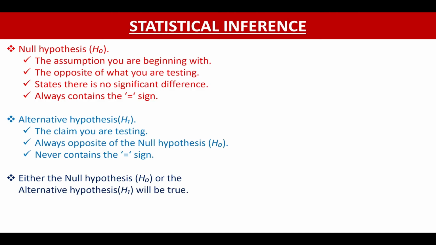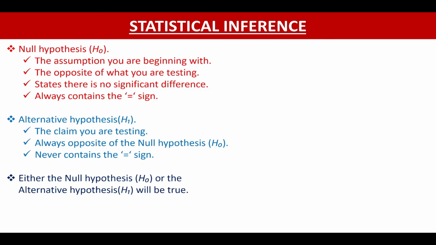And alternative hypothesis will be opposite of all this. It will be the claim that you are actually testing. It will always be opposite of the null hypothesis and it will never contain the equal to sign. Also remember that either the null hypothesis or the alternative hypothesis will be true. Both of them cannot be true at the same time.